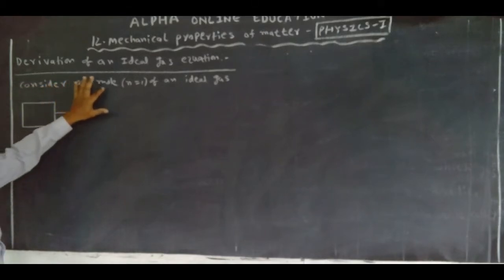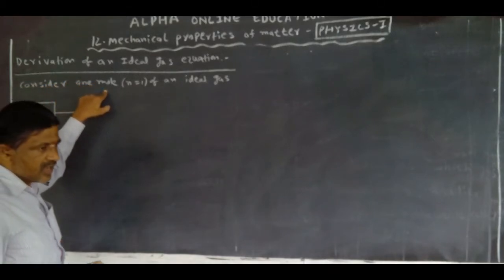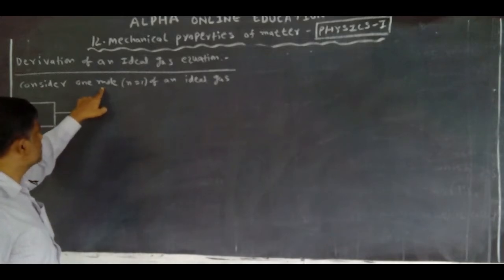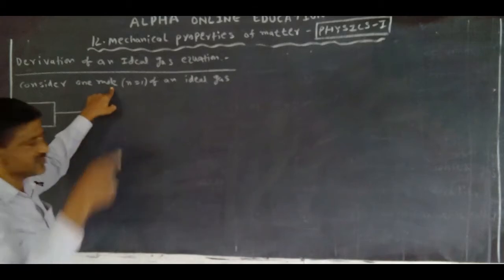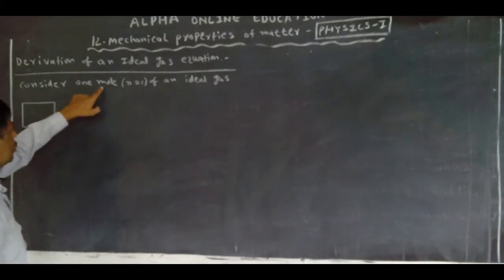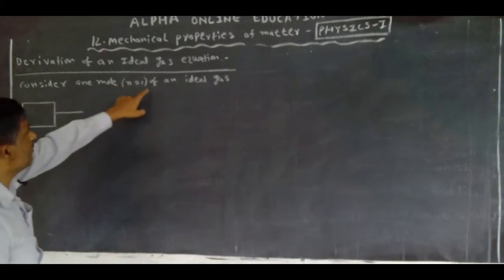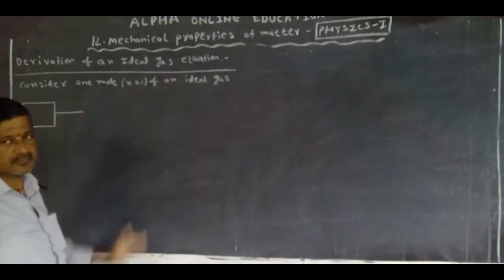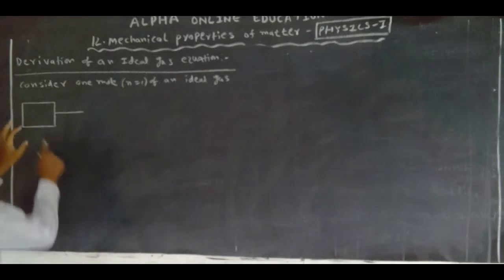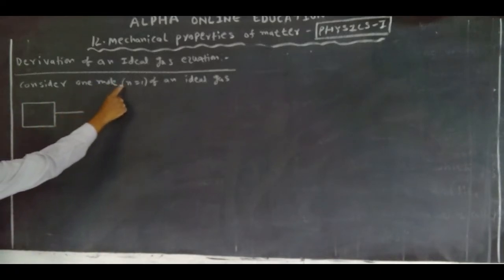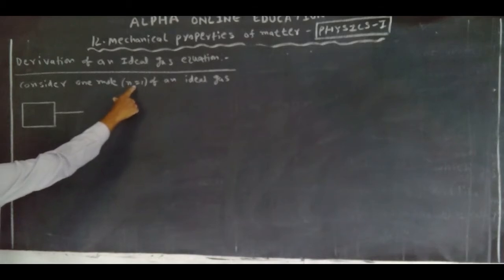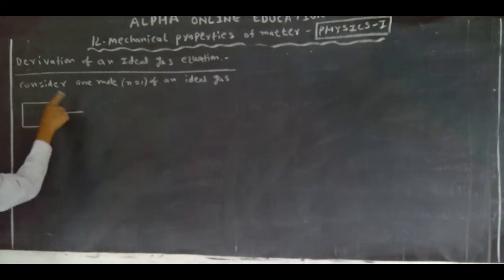Consider 1 mole. The gas is always measured in moles. What the mole is, we will discuss in the next classes. Mole symbol is n. Consider 1 mole of an ideal gas in 1 container, means 1 box. n is equal to 1 of an ideal gas in a container.